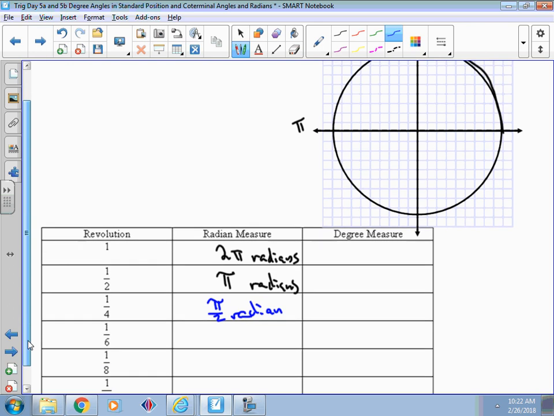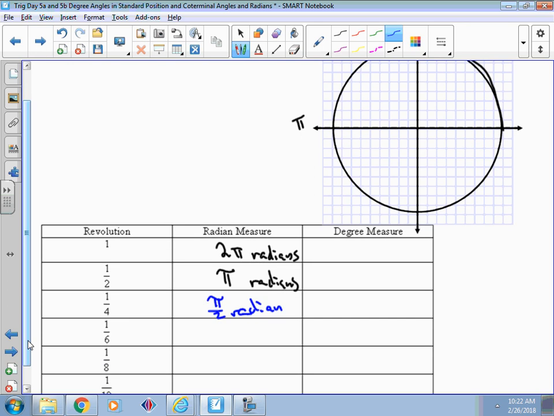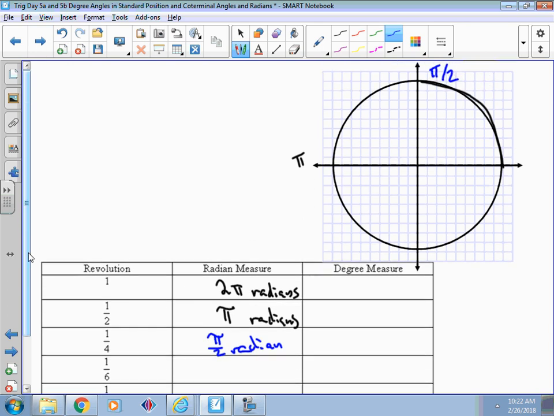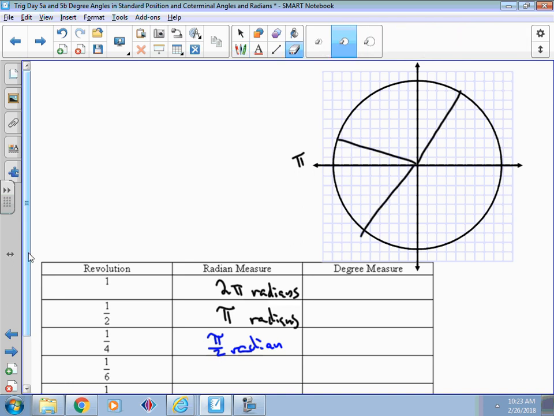Oh, now we're getting tricky. What if I only want a sixth? If I want a sixth of the circle, so if somehow I was to break this up into 6 equal pieces, gosh, what would that even look like? Something like that, I don't know. No, that's terrible. Let's not even do that. I can't even do it.